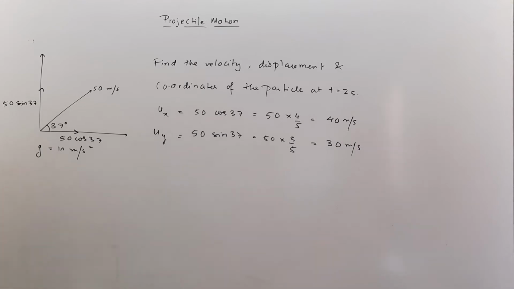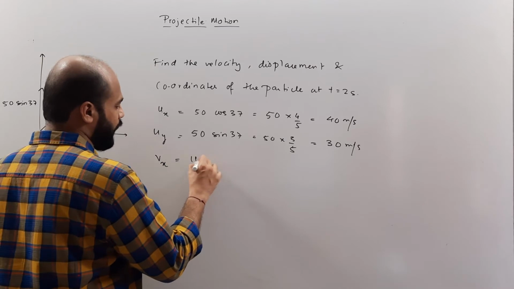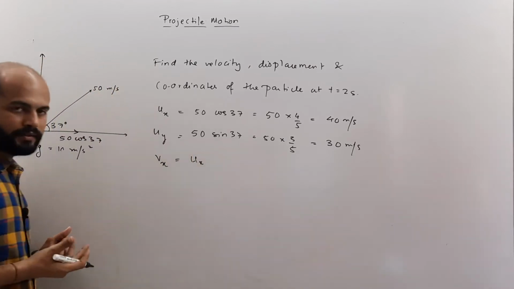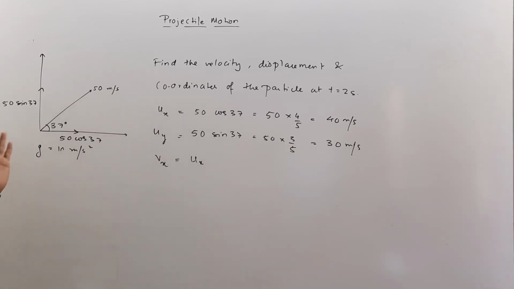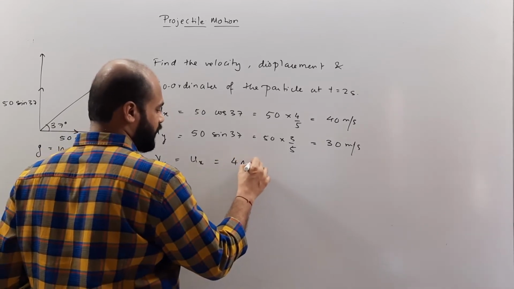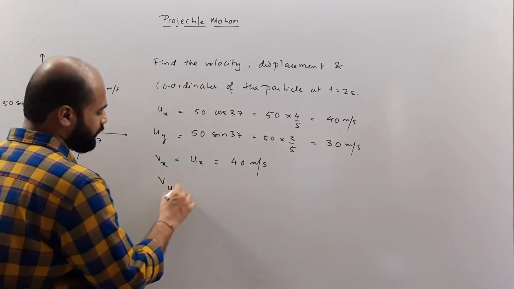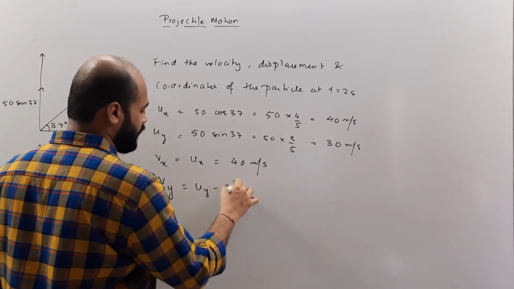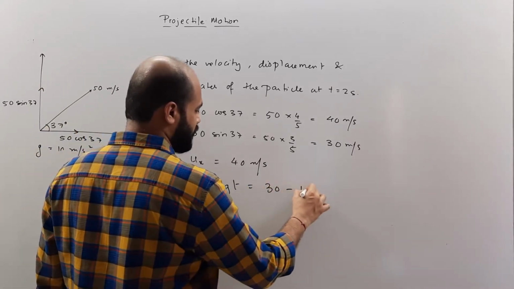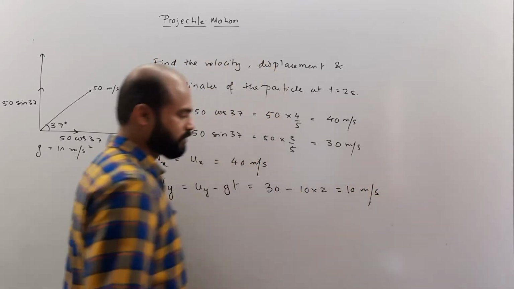Now what we have to do is, after 2 seconds we have to find a velocity. So we are interested in Vx. Vx is going to be same as Ux. That's what we have studied, because acceleration in x is 0. So Ux definitely will remain 40 meters per second over here. So that's the value of Vx, and Vy is going to be written as Uy minus Gt. That's what we saw. So Vy is going to be 30 minus 10 into 2, which is going to come out as 10 meters per second.